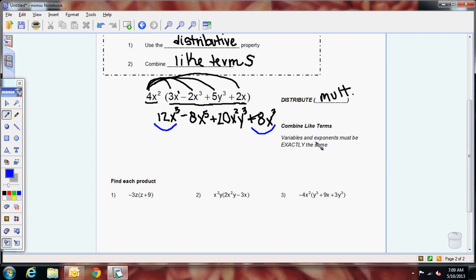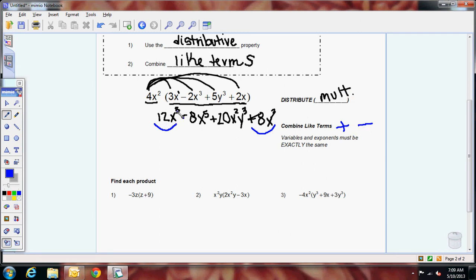Now, when you are distributing, you multiply. When you're combining like terms, you're going to do whatever sign it is, so it's going to be either adding or subtracting. So multiply first. When you're combining like terms, add and subtract.